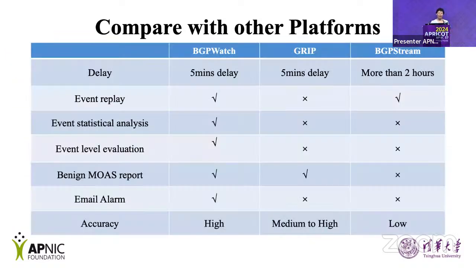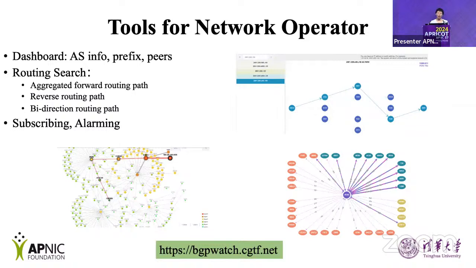This is a comparison with other platforms. In summary, our platform has a short delay, and it can support event replay, event statistical analysis, and event level evaluation. And we have a benign noise report and email alarm, and we think the accuracy is relatively high. Then I will introduce some tools for network operators to monitor their AS information and their routing paths of this information.